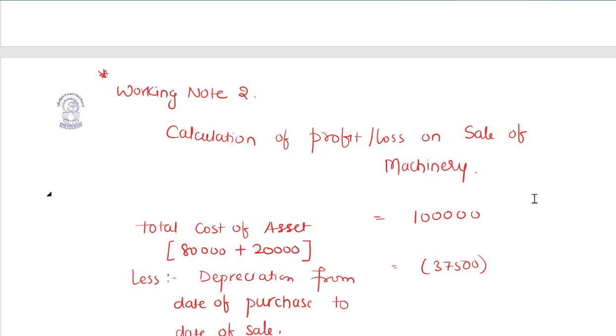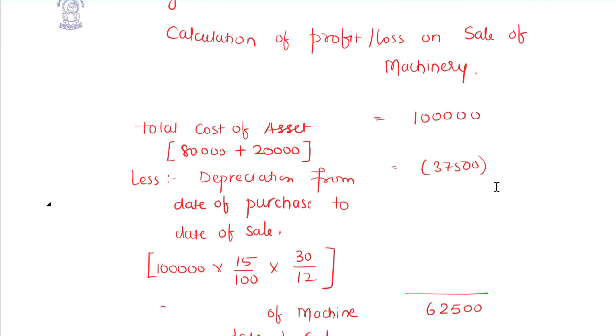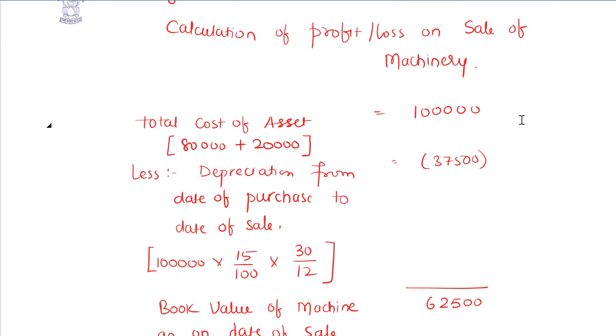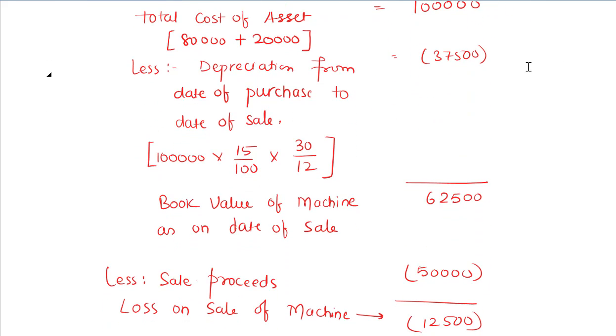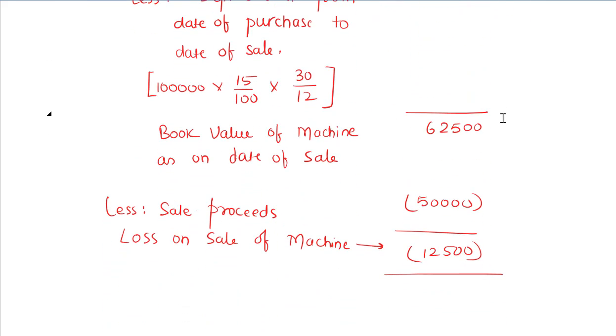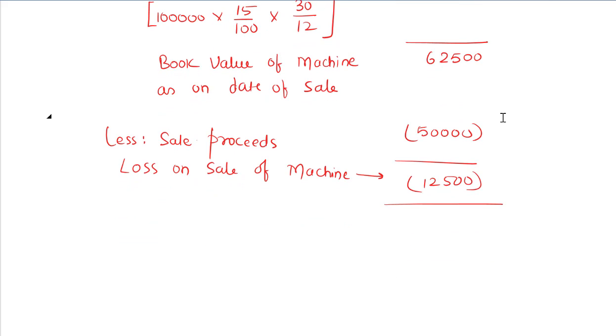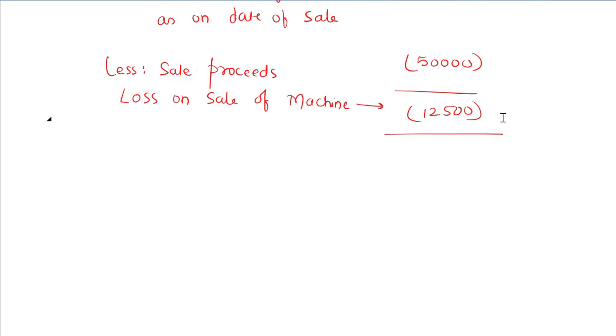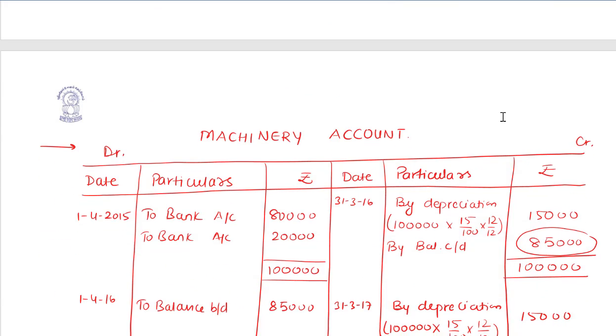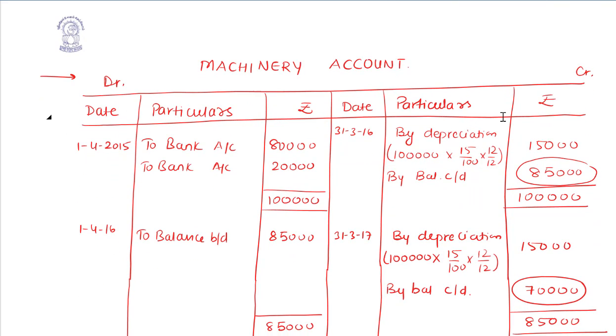Then we have calculated the profit or loss on sale of machinery. So the machinery value was 1 lakh. The depreciation is 37,500. So the book value was 62,500. Accordingly, we got the sales received, that is 50,000. So loss on sale of machine was 12,500. Accordingly, we made the machinery account.